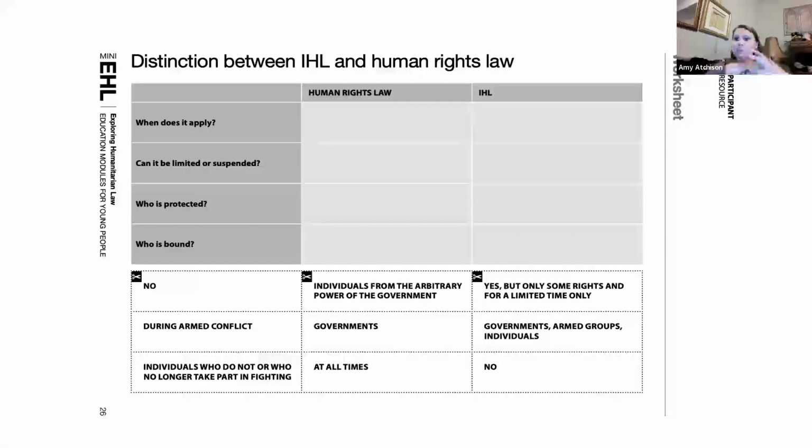There are tensions between the two. They're complementary bodies of law, but there are some tensions. Like the classic example is you have a right to not be arbitrarily killed. That's human rights law, but death happens in IHL. And so when we say there are contradictions, there are.